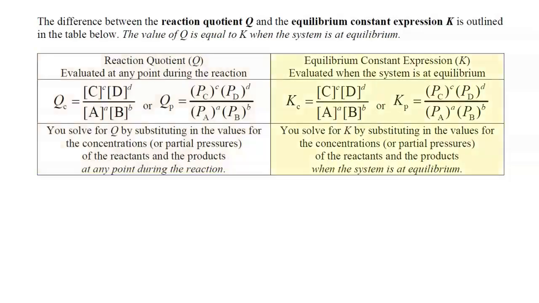Whereas for the equilibrium constant expression, you would solve for K by substituting in the values for the concentrations or the partial pressures of the reactants and products when the system is at equilibrium. So at any point during the reaction, it's going to be the reaction quotient Q, and when the system is at equilibrium, it's the equilibrium constant K.